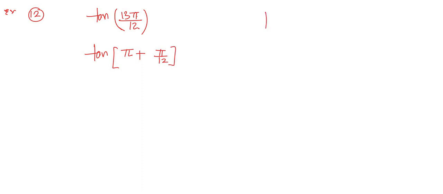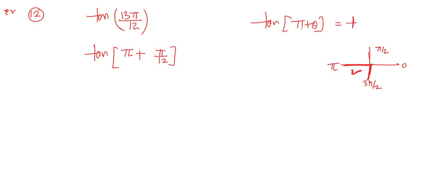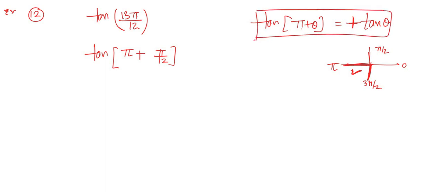Correct. And what is the formula? Tan of pi plus theta. Here is 0, here is pi by 2, pi and 3 pi by 2. Pi plus theta means a little bit more than pi, which is in the third quadrant. In the third quadrant, tan is plus. So it will be plus tan theta. That's how we write. Correct? In the third quadrant, tan is plus, so we can just drop the pi and we get tan theta.